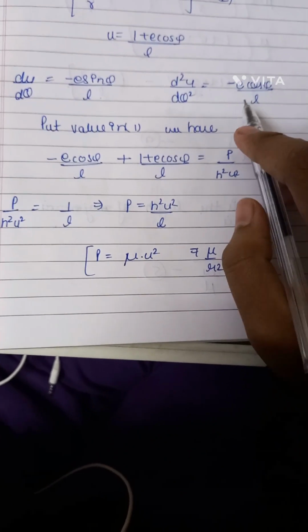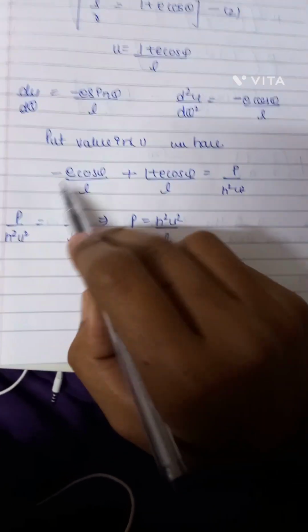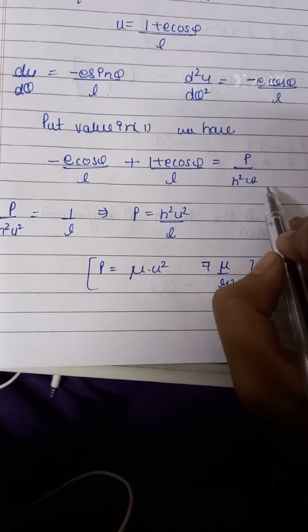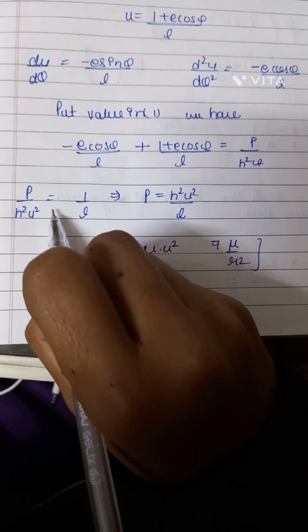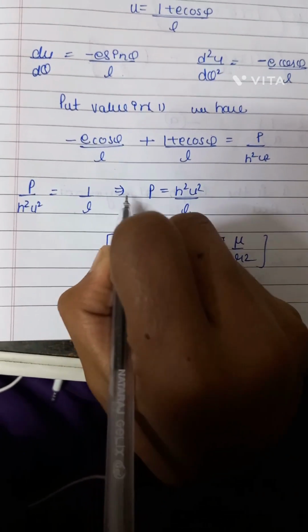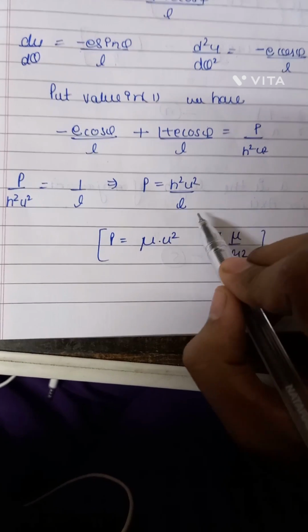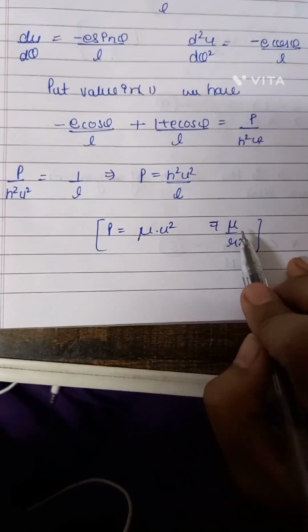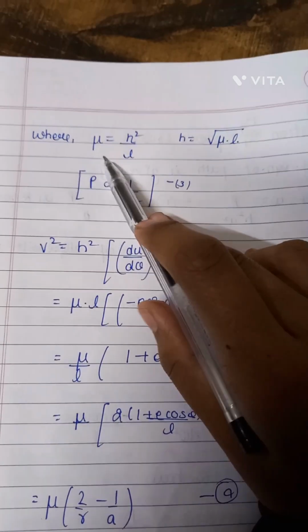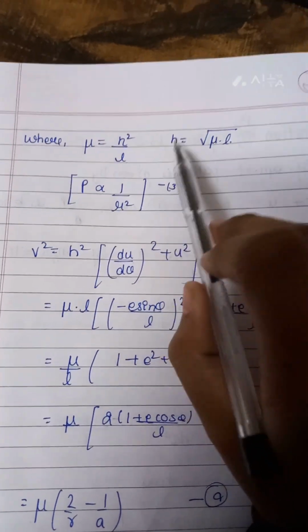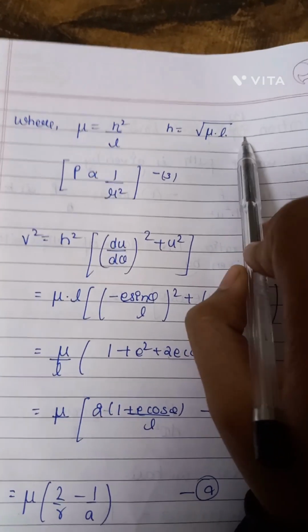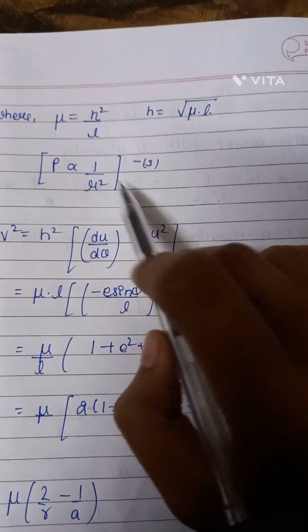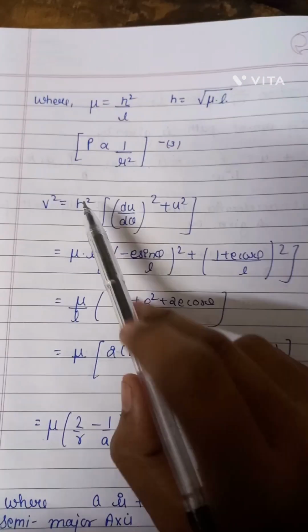Now putting all these values in the equation we get e cos theta/l plus (1 plus e cos theta)/l equals P upon h square u square. From this we get P upon h square u square as 1/l, which implies that P equals h square u square/l. Now this can be written as P equals mu u square, that is mu/r square, where mu equals h square/l. From this we can write h as square root of mu l. Now it is very clear that P is inversely proportional to r square. Let us take this as equation 3.